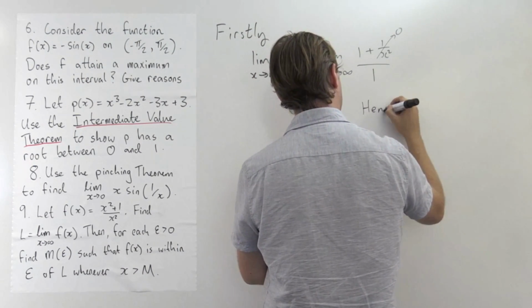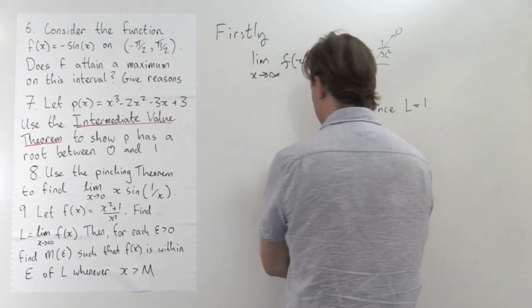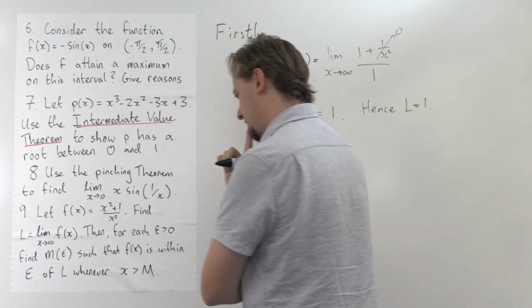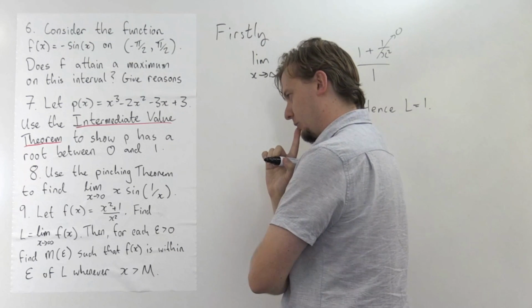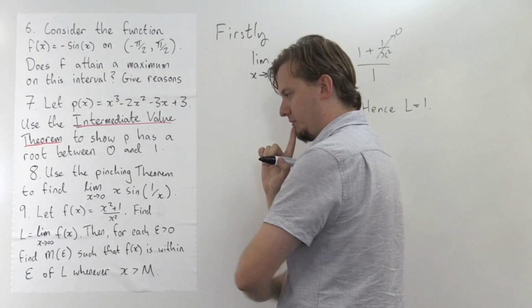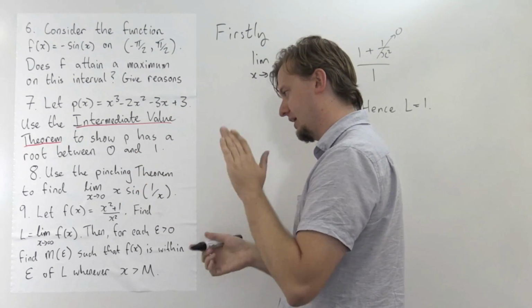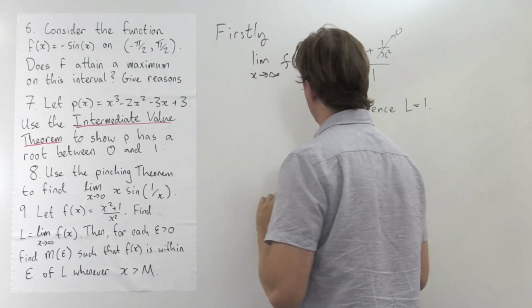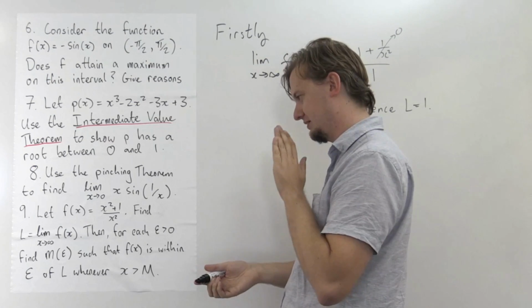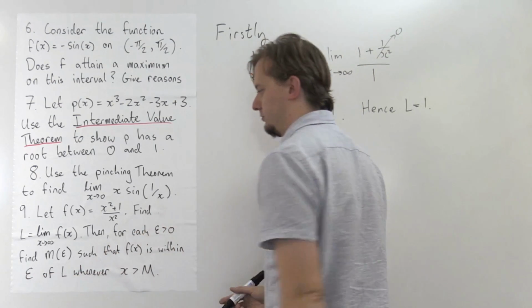Maybe I'll just match the notation. Hence L equals 1. That limit point is 1. Now the next part, we want to actually find the value of m such that once we move beyond that m, we're within epsilon of this limit. So I want to explicitly get that close. I want to get epsilon close to the limit.